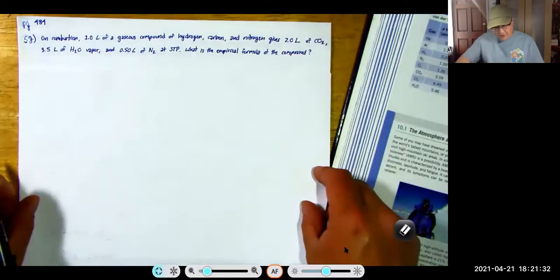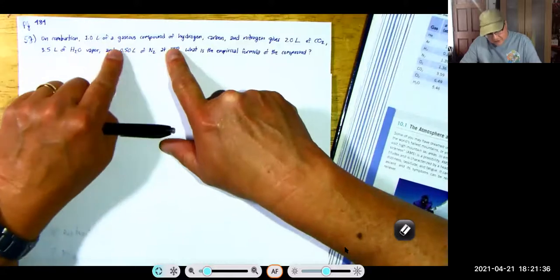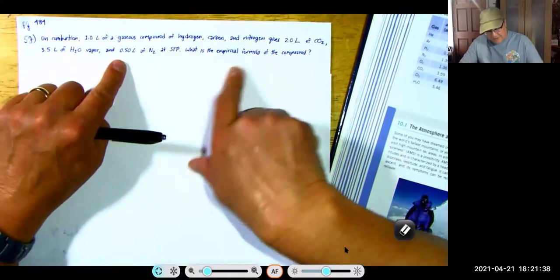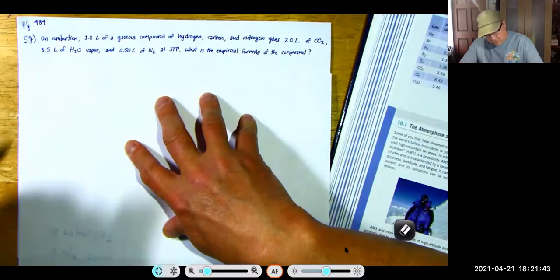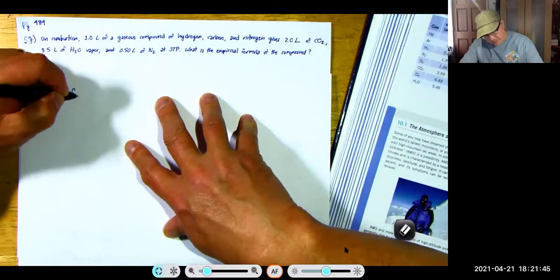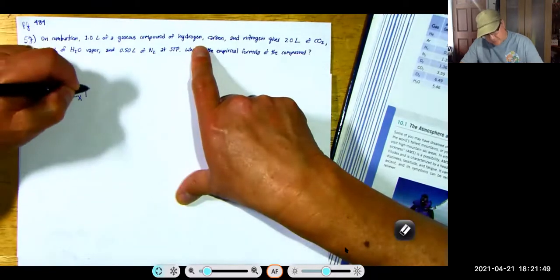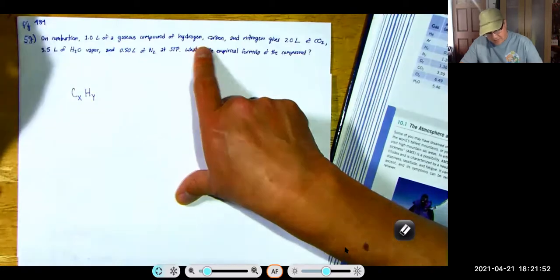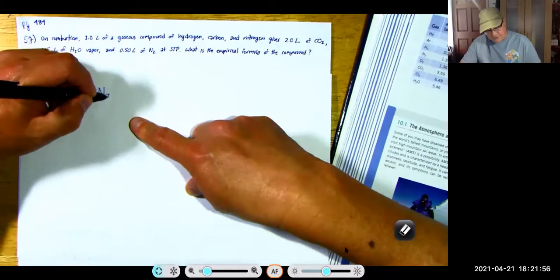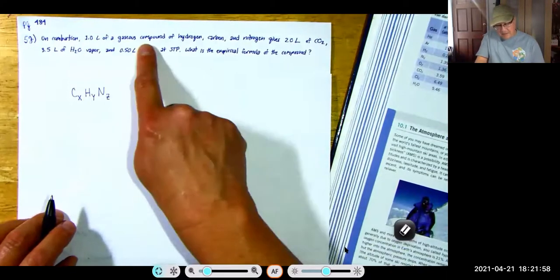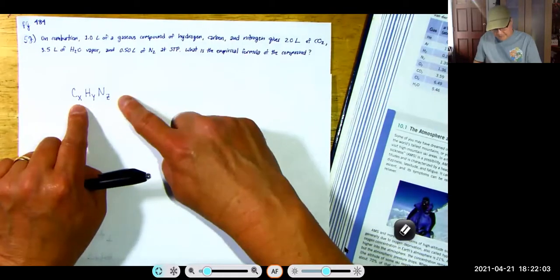All right, so they're saying that combustion of this compound gives us all of these things. So we know there's carbon. I'm going to put X for carbon. We know there's hydrogen. I'm going to put Y for hydrogen. And we know there's nitrogen, and I'm going to put a Z for nitrogen. So a compound of hydrogen, carbon, and nitrogen, and I just put these in alphabetical order.